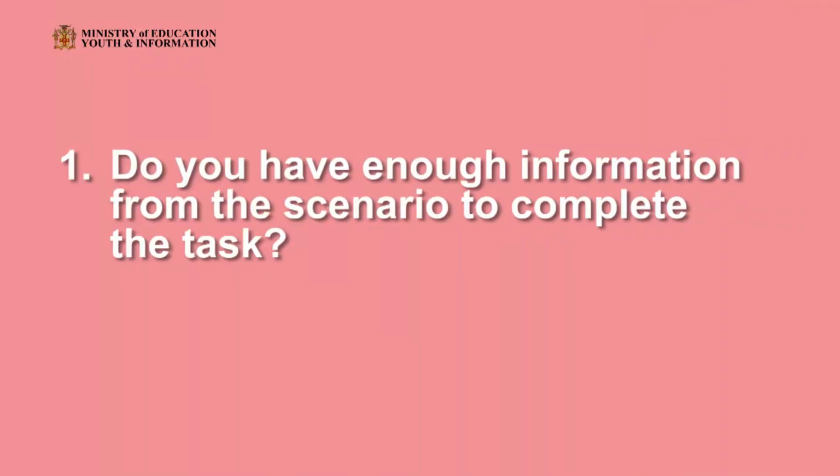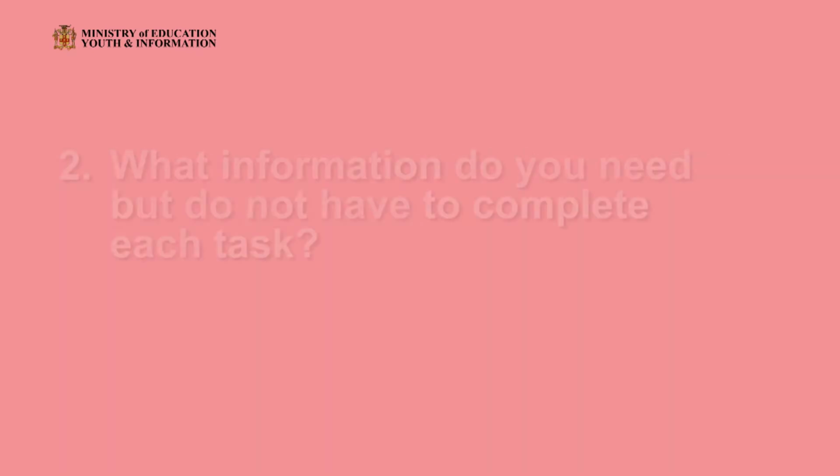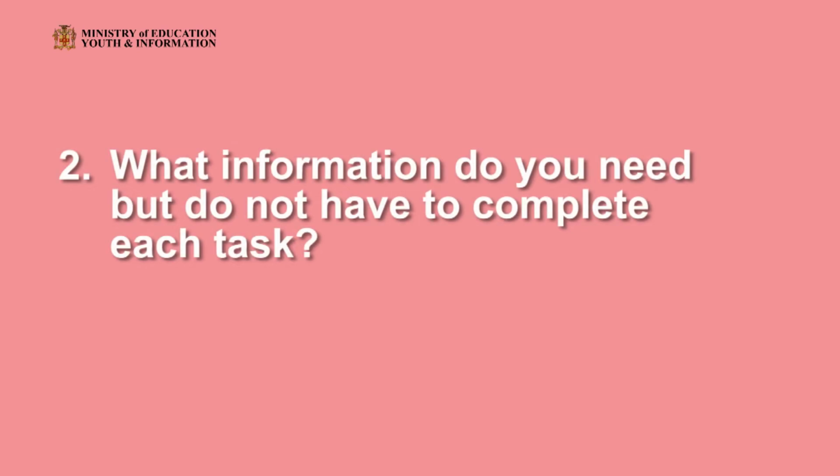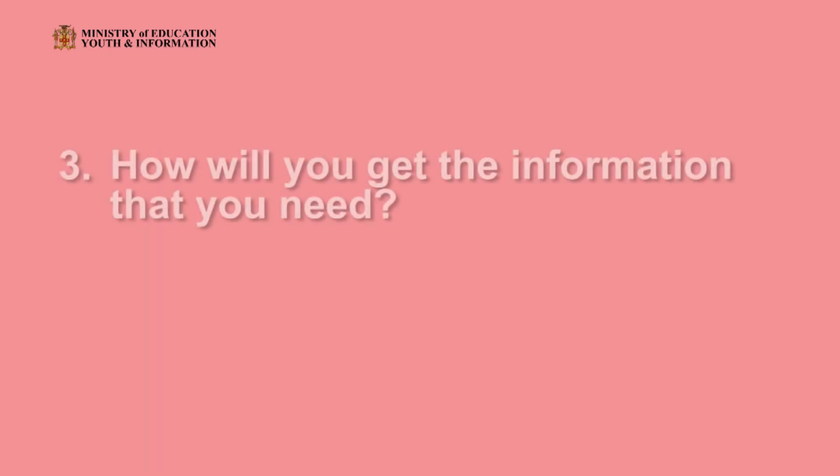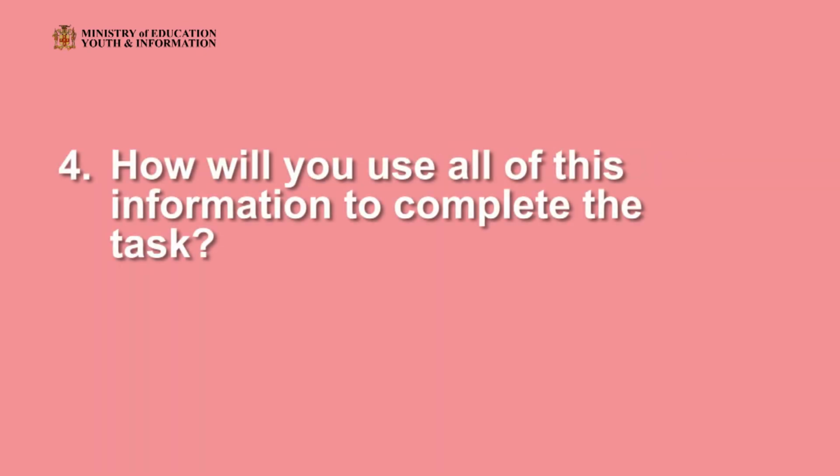Now, there are 3 parts to this task. We will complete each part together. For each one, you will answer for yourself these questions. 1. Do you have enough information from the scenario to complete the task? 2. What information do you need but do not have to complete each task? 3. How will you get the information that you need? Also, how will you use all of this information to complete the task?